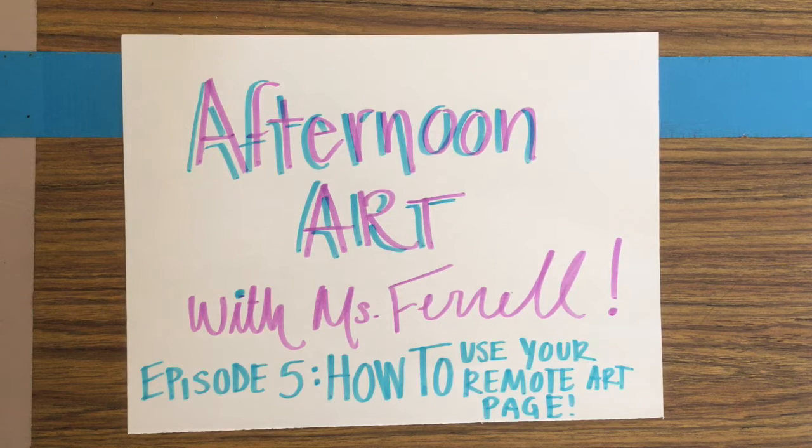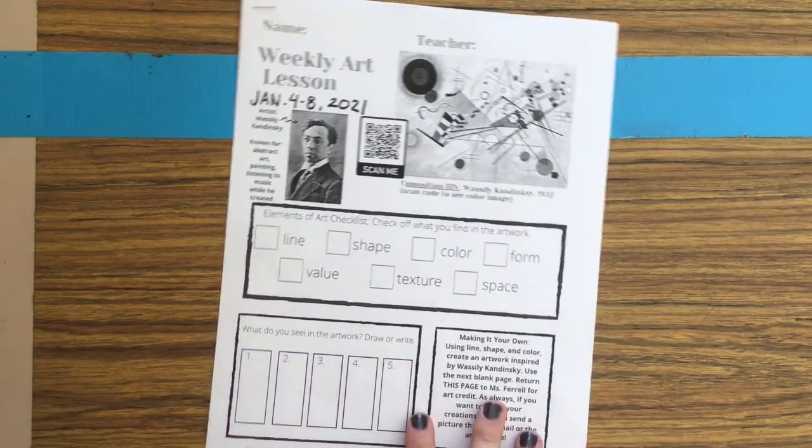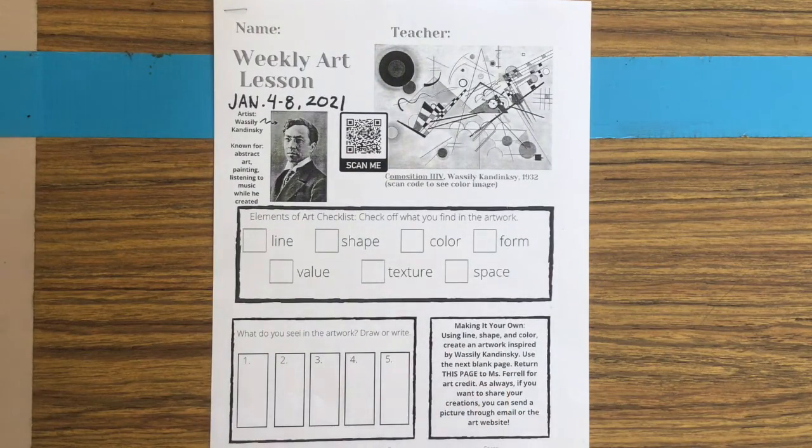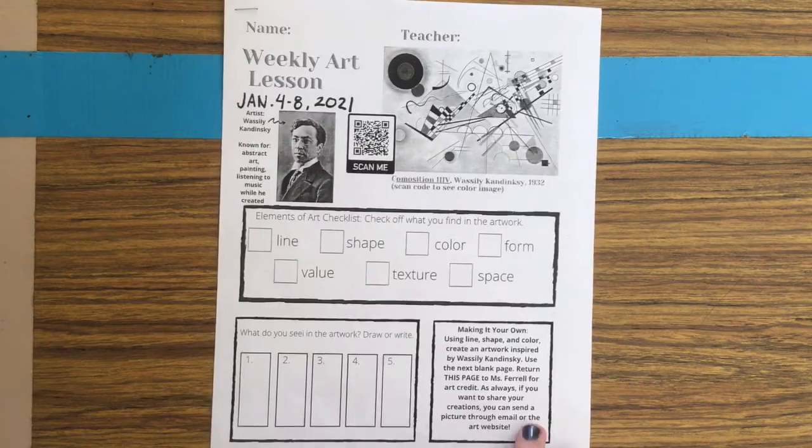I know we have been off air for a while, but that's because we've been in school here in person. This episode is about how to use your remote art page. You'll be getting this in your packet, and from now on, this page will be the same for people who have elected to be remote throughout the year and for those who are temporarily remote, like we all are right now. So in your packet, your artwork will look like this.